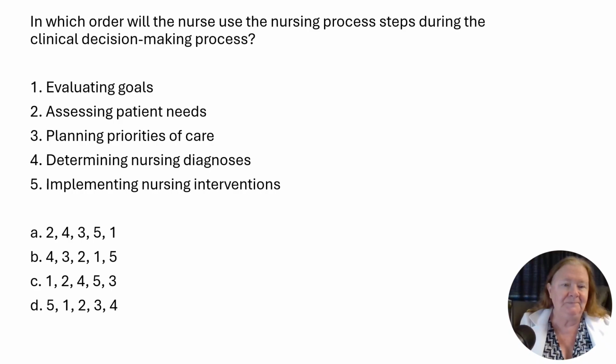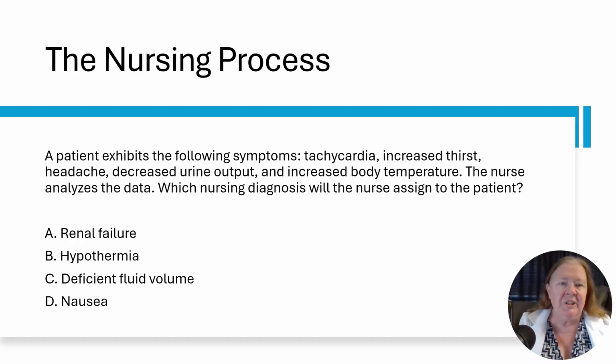Next one. A patient exhibits the following symptoms: tachycardia, increased thirst, headache, decreased urine output, and increased body temperature. The nurse analyzes the data. Which nursing diagnosis will the nurse assign to the patient? Letter A, renal failure, B, hypothermia, C, deficient fluid volume, or D, nausea. And we'll give you a minute on this one.